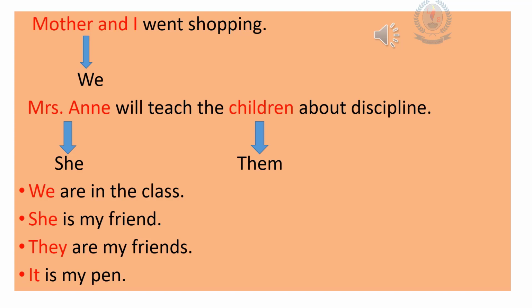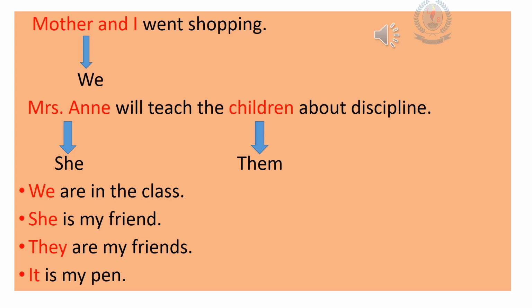Now let's see some more examples. Mother and I went shopping. So mother and I are two people. Mother and I are two. So that is plural there. We went shopping. You can say father and I, brother and I, you and I, whatever it is. When it comes under the plural, you have to use we.